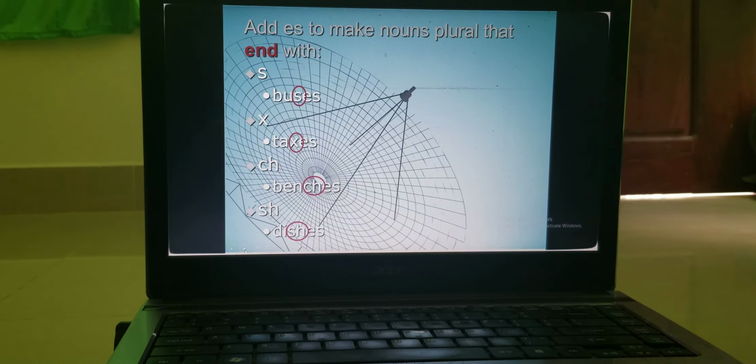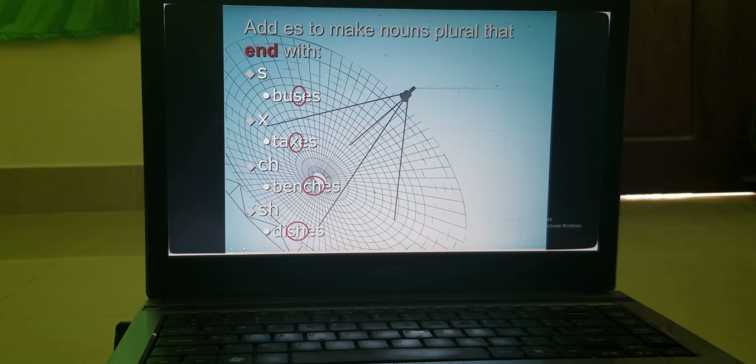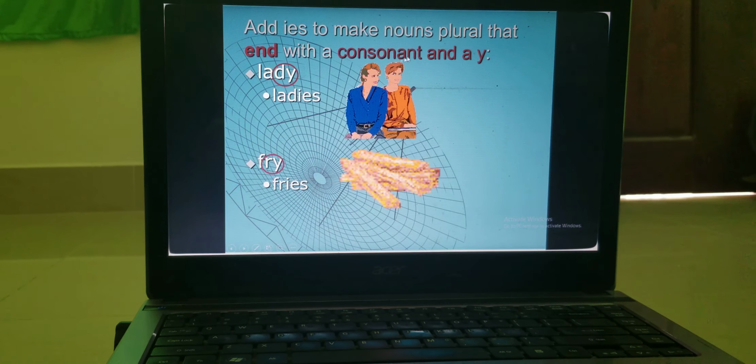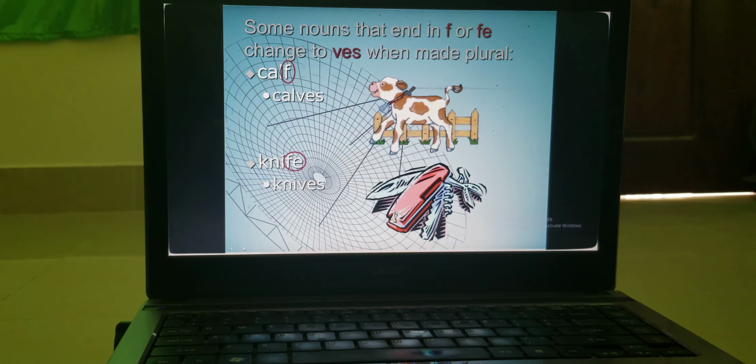And with X like the word taxes, CH like the word benches, and SH like the word dishes. And we change Y to IES to make nouns plural that end with a consonant and Y, like the word lady, we change to ladies, fry, we change to fries. Some nouns that end in F or FE change to VES when made plural, like the word calf. I have explained this already, but to make sure you understand more, look at this word and the picture. Like the word calf, knife, we change to plural.